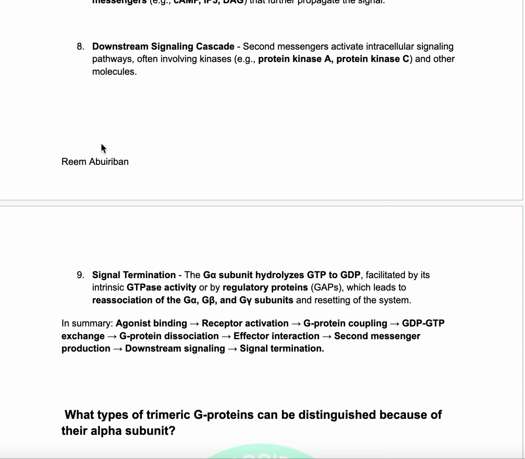In summary, the first one is agonist binding, and then receptor activation, G protein coupling, GDP-GTP exchange, and that leads to the dissociation. This leads to the effector interaction, and then activation of second messenger production, and that leads to the downstream signaling, and finally signal termination. And these are the steps from activation of the G protein till the inactivation of the G protein.